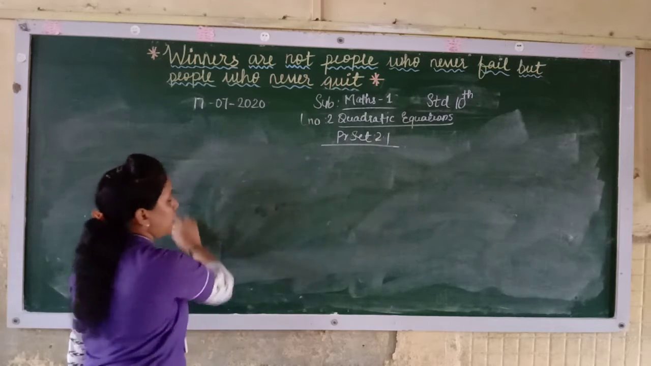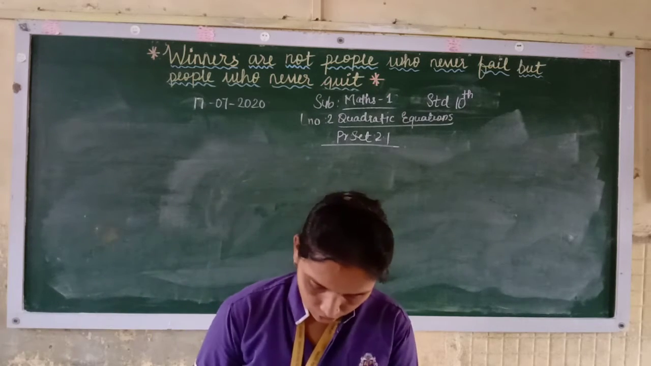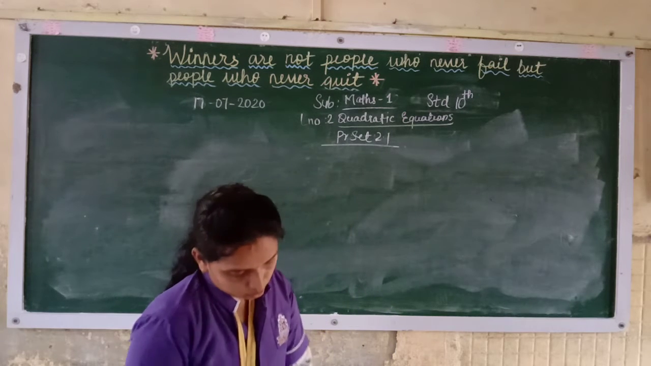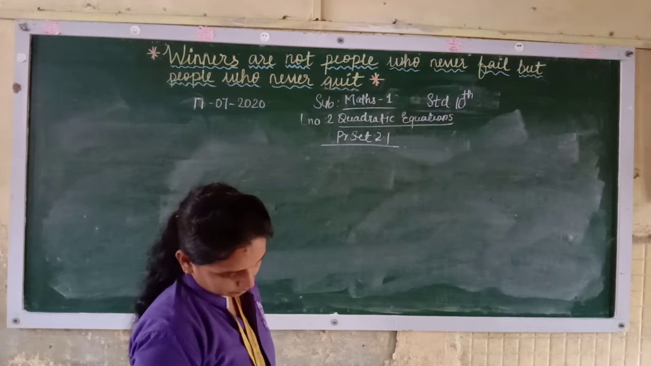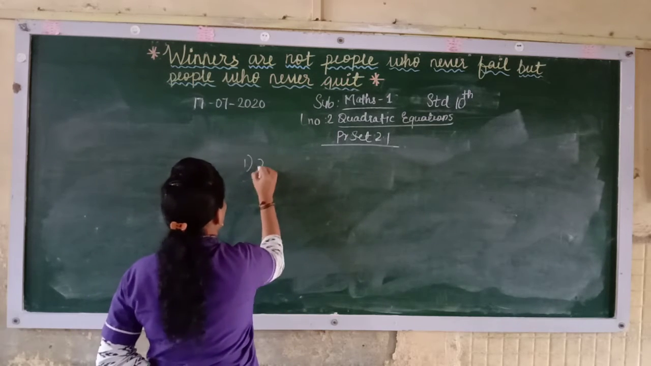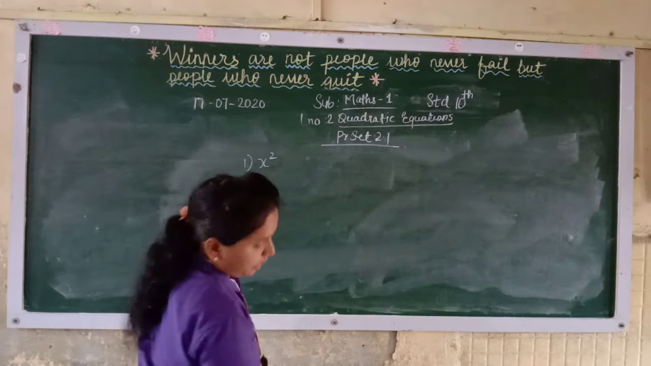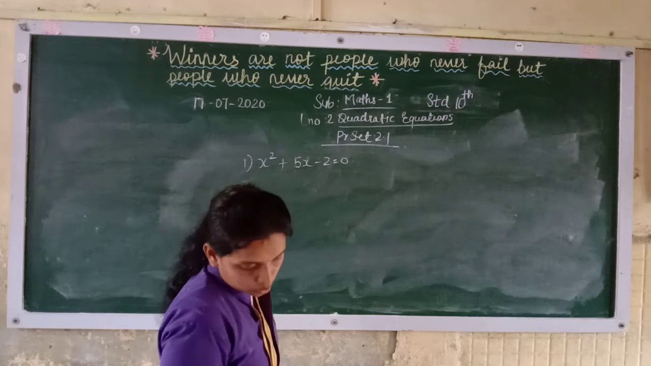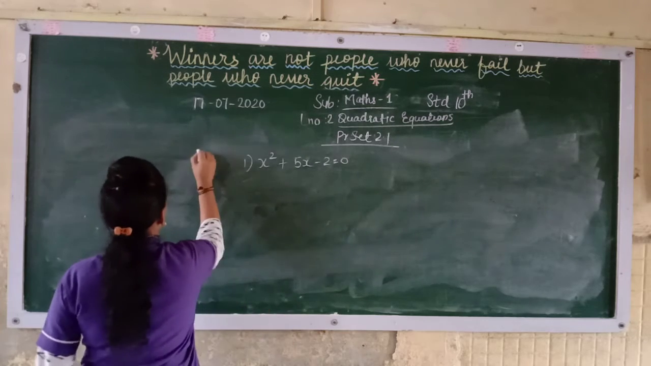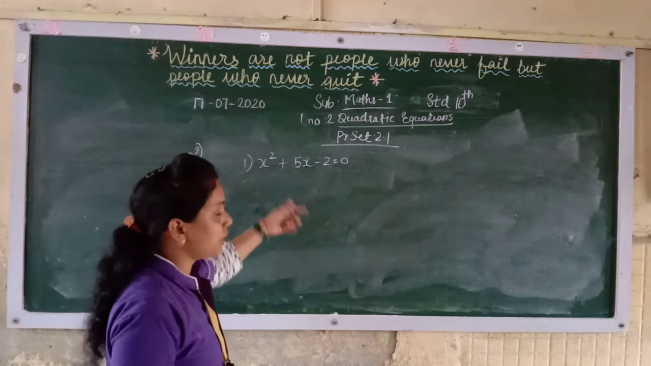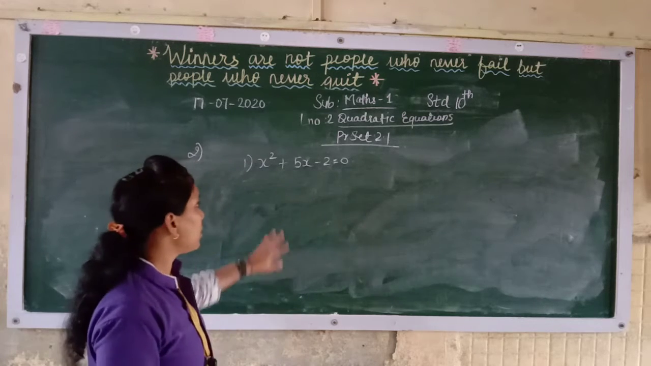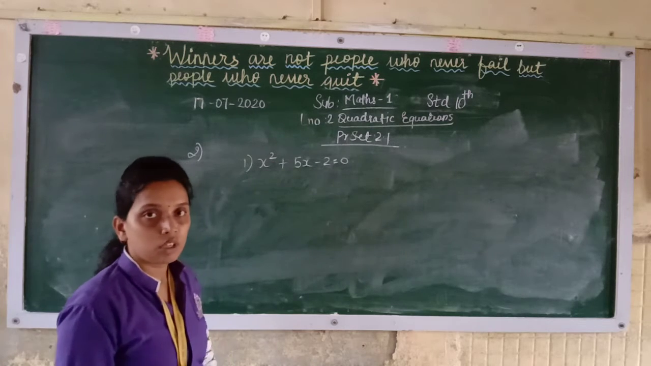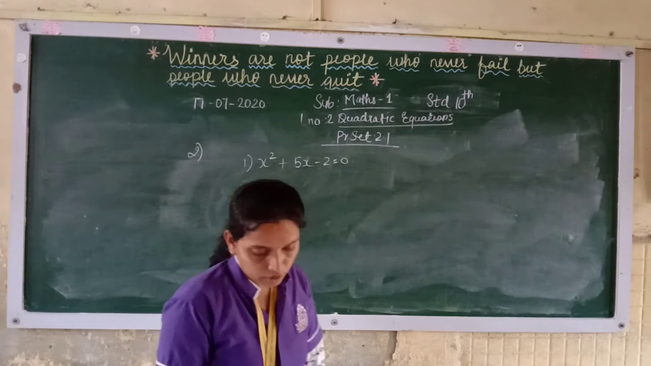Just as we did a little while earlier. So here the first question is x square plus 5x minus 2 equal to 0. And here this is the second one. First you have to identify whether it is a quadratic equation or not. If you see over here in this equation, x is the only variable with highest power 2. Therefore it is a quadratic equation.